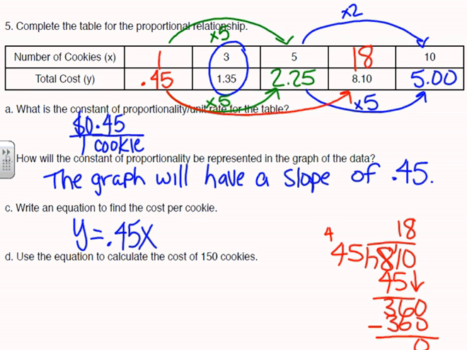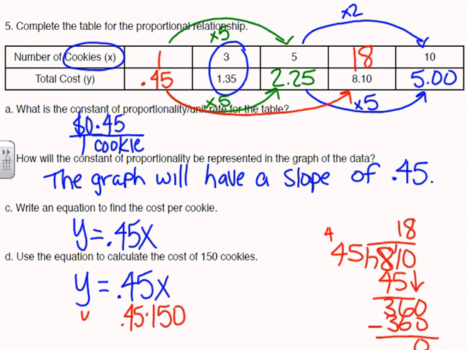Okay, use the equation to calculate the cost of 150 cookies. So we can see cookies is x. So I'm going to start with my equation. And in place of x, I'm going to put 150. So I'm going to do 0.45 times 150. Okay, we'll work that out. 150, 45 hundredths.